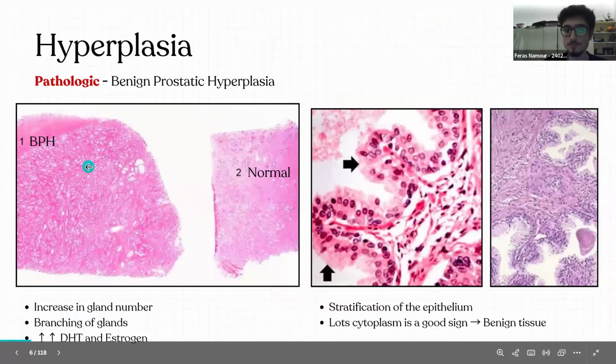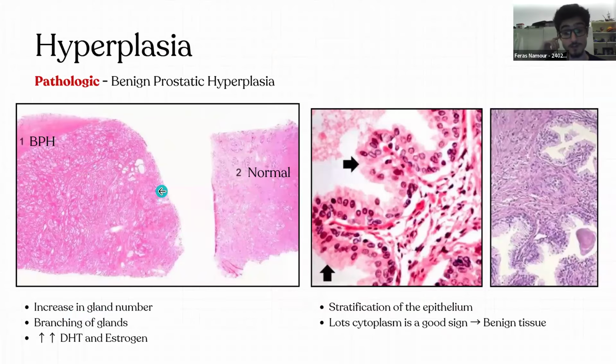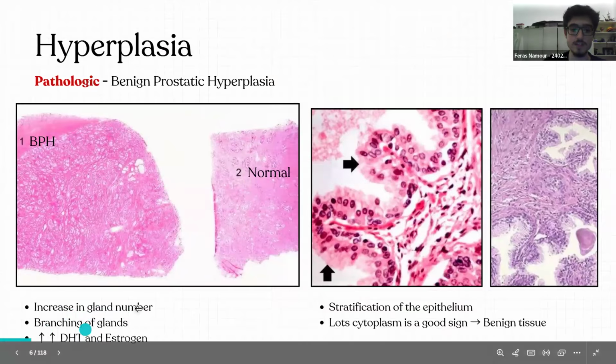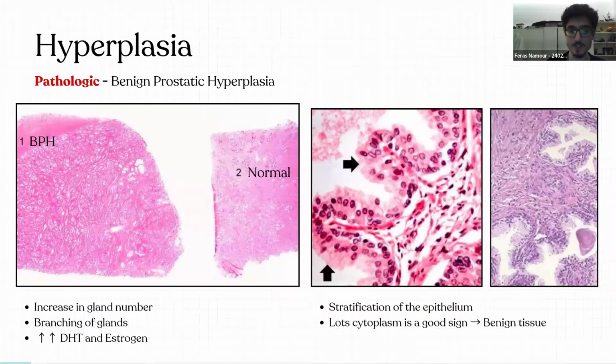And this is not normal. This could obstruct my urethra, right? So it's a pathological condition. So pathological hyperplasia is hyperplasia that doesn't normally happen. And we don't really know what causes BPH, but we know that DHT and estrogen facilitate further benign prostatic hyperplasia.